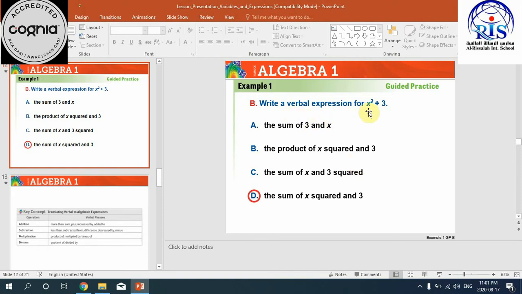Write a verbal expression for x squared plus 3. This plus, I can say plus, I can say add, I can say more than, I can say the sum. I can use any one of them to show that I have addition. Here I can say x squared plus 3, or the sum of x squared and 3. Any one of them is correct.